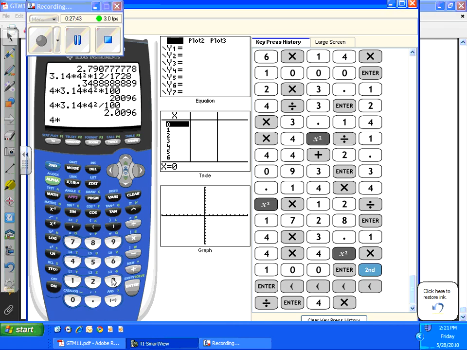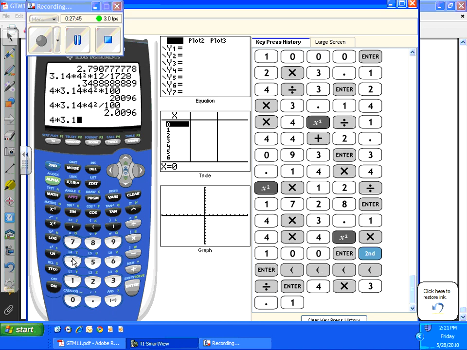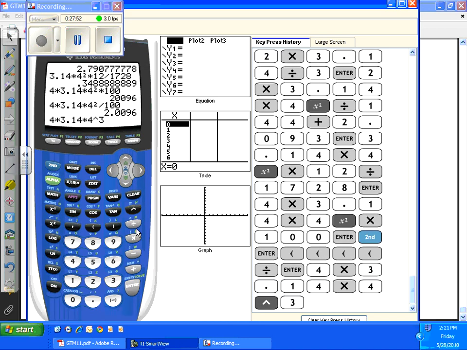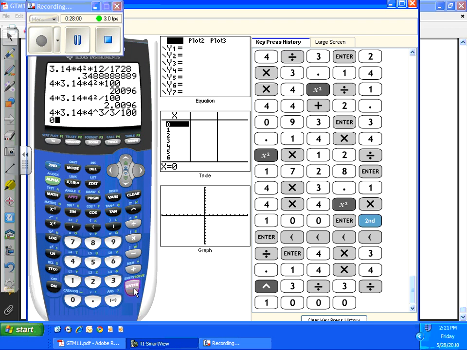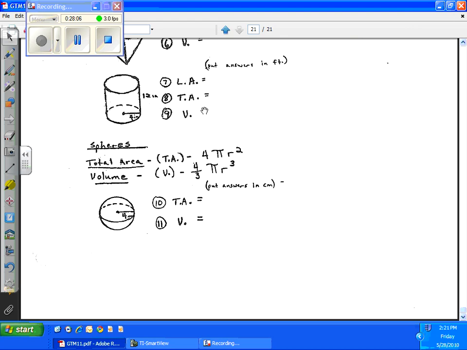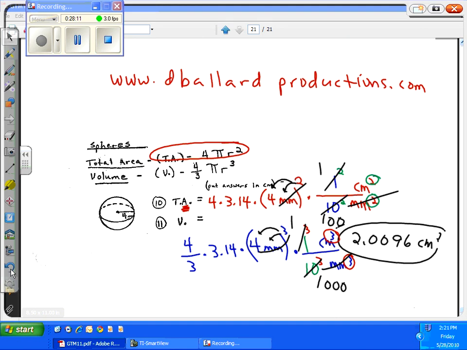4 times pi times 4 raised to the third, divided by 3, divided by 1,000. Enter. 0.2679 if we take it to 4 decimal places. 0.2679 cubic centimeters.